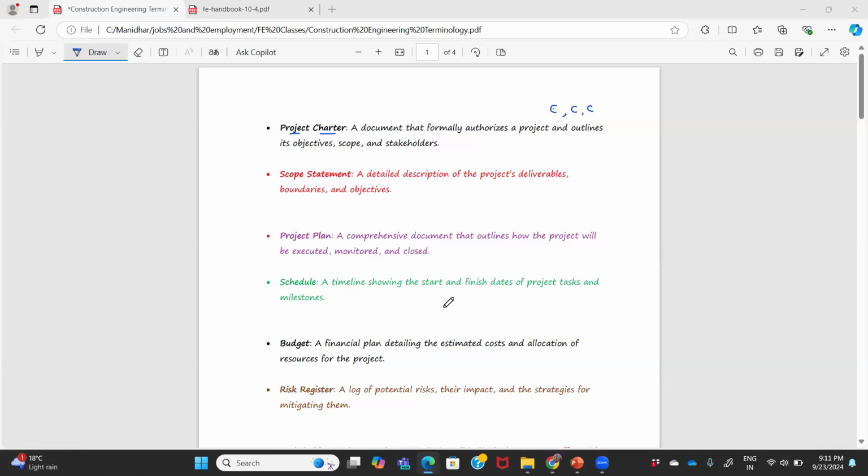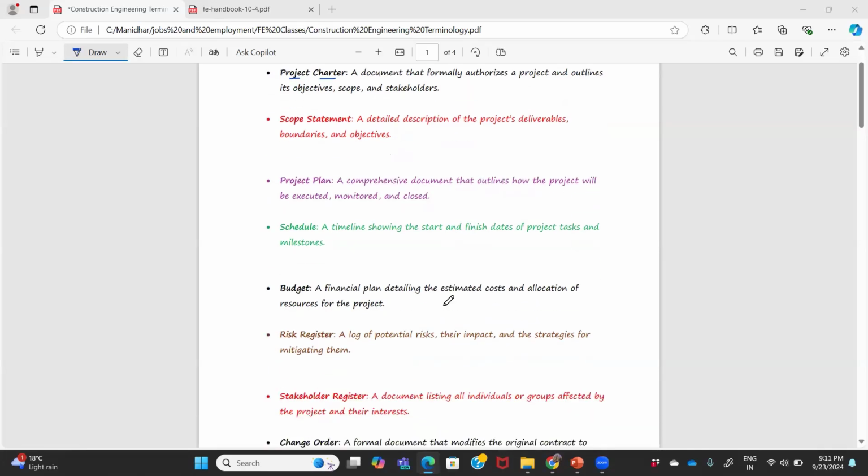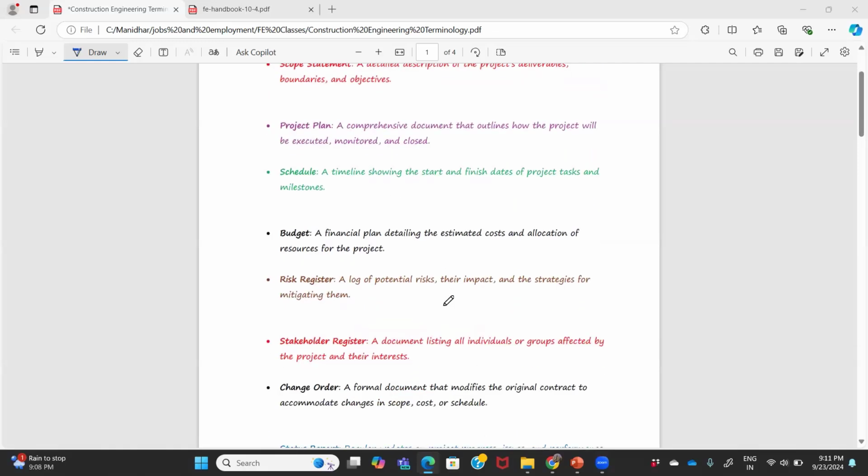Schedule is how many days you require for a certain activity. And coming to the budget, budget is the concept of a contractor. The contractor will have a certain budget for each and every activity and for each and every allocation of resources for the particular project. Whereas coming to the concept of the risk register, every project will come with certain risks.